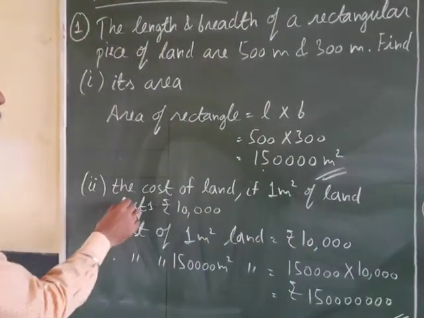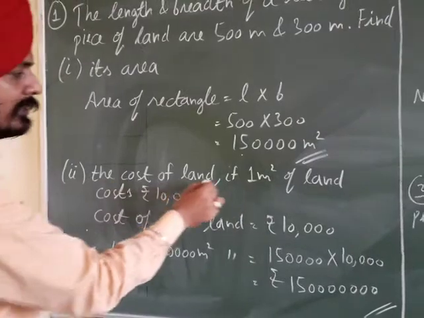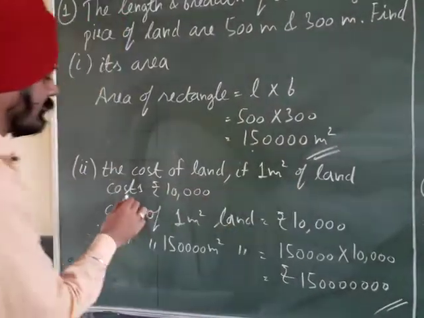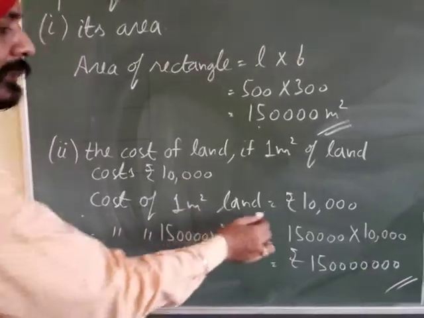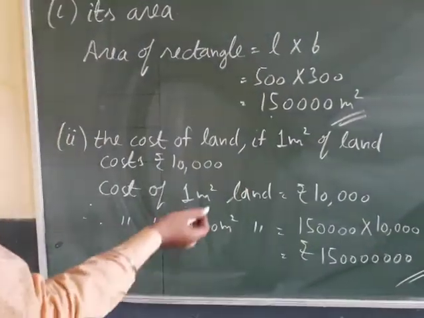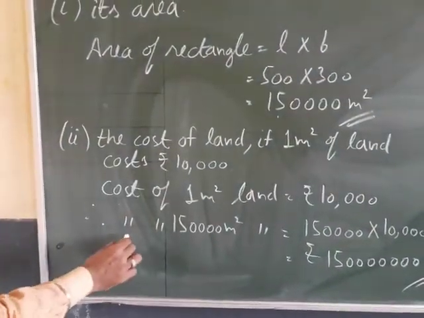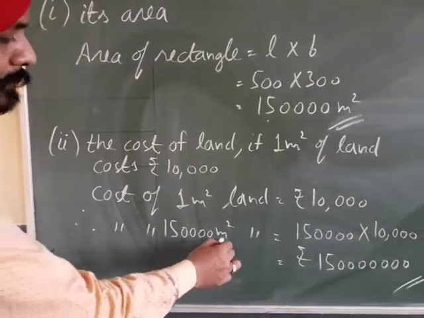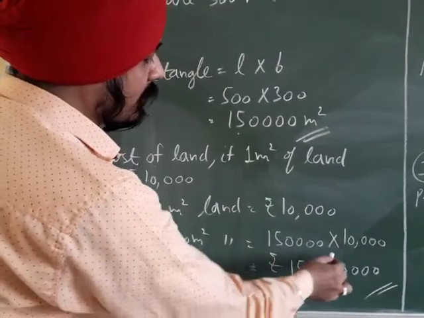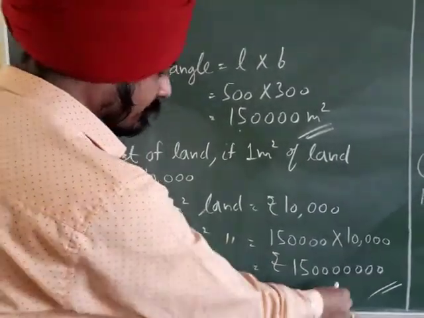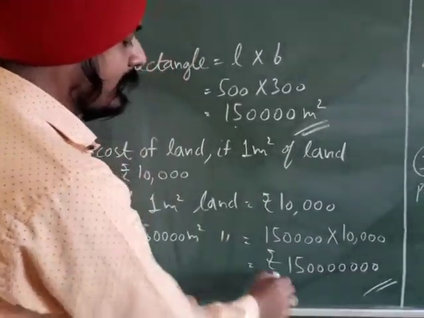Now second part is you have to find the cost of land. If 1 meter square of land cost rupees 10,000, that means cost of 1 meter square land is rupees 10,000, and you have found the area in first part. So therefore cost of 1,50,000 meter square, what you will do, you will multiply by 10,000. 1,50,000 multiplied by 10,000. You will get this much as an answer in rupees.